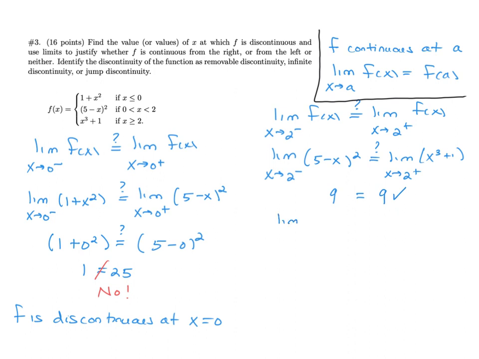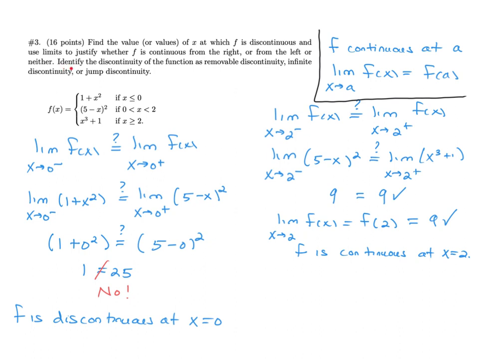Now, is the limit as x approaches 2 of this function equal to f of 2? Well, f of 2 is equal to, here, 2 cubed plus 1, which is 9. So this function is continuous at x equals 2. So f is continuous at x equals 2. So there's only one number at which this function is discontinuous, and it is x equals 0.